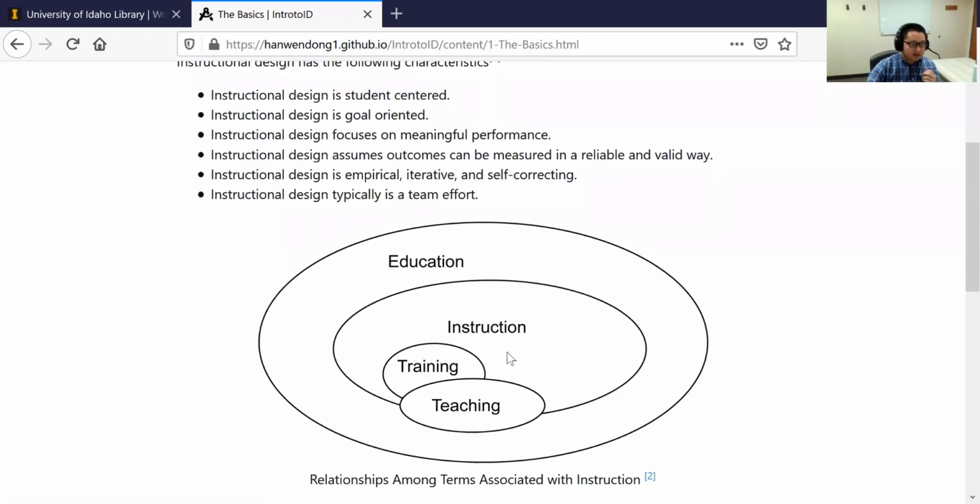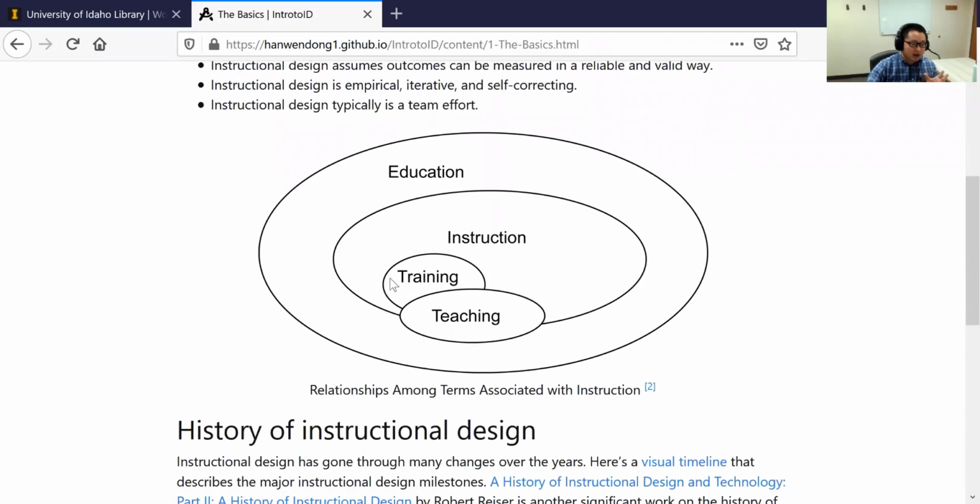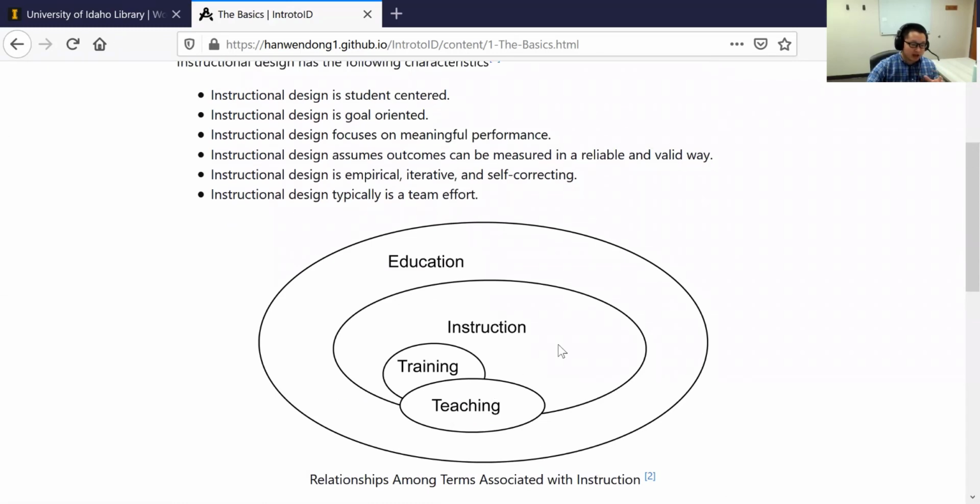I think this diagram really gives us the perspective of how instruction is related to some other terms related to instruction. Really gives us the context overview. So first we have education, which we use as a term very broadly to describe all experiences in which people learn.